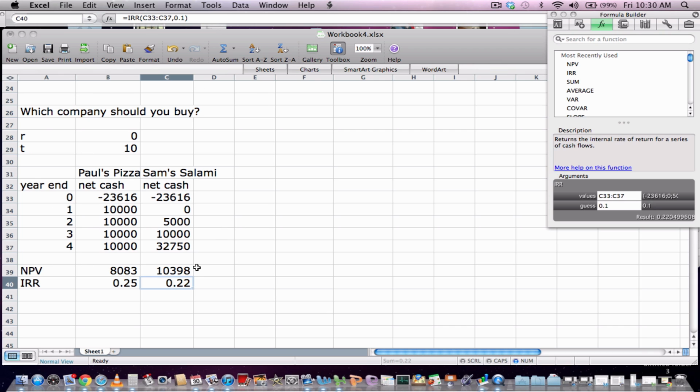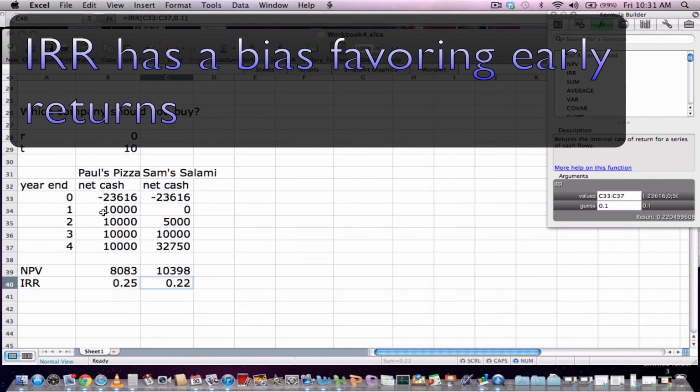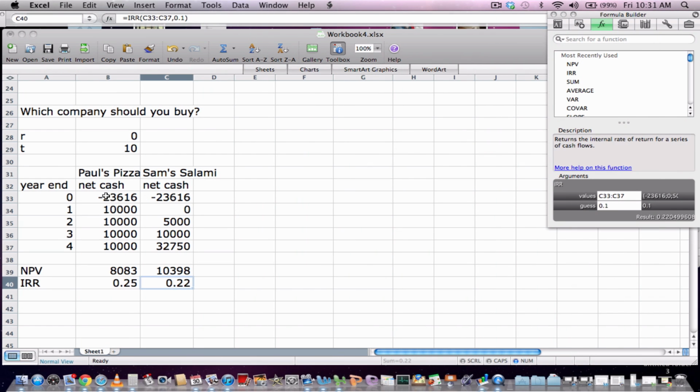So when comparing two mutually exclusive investments, it is important to be aware that internal rate of return will favor early cash flows, and that can be misleading. So in these circumstances, it would be very prudent to add a net present value calculation.